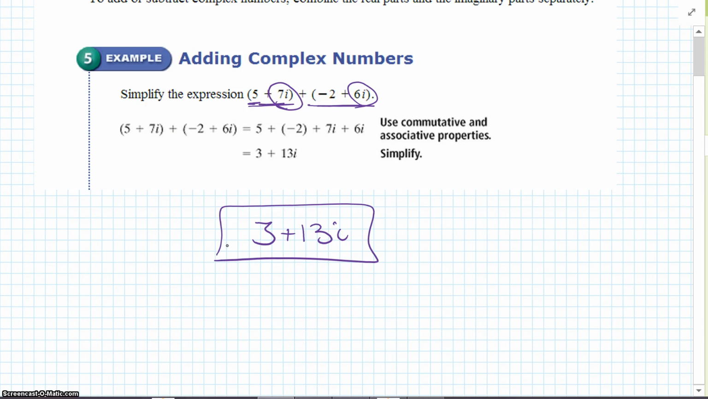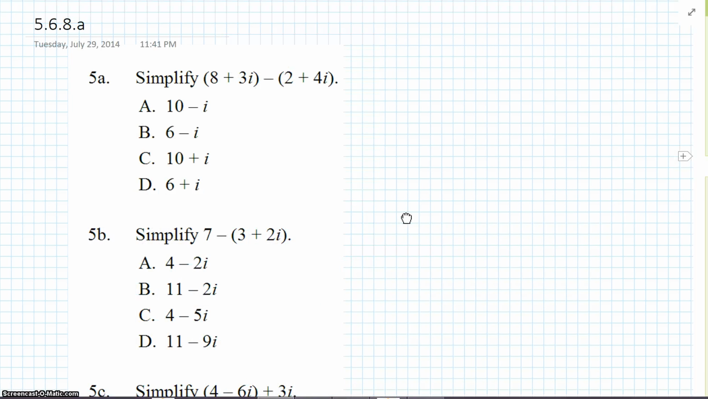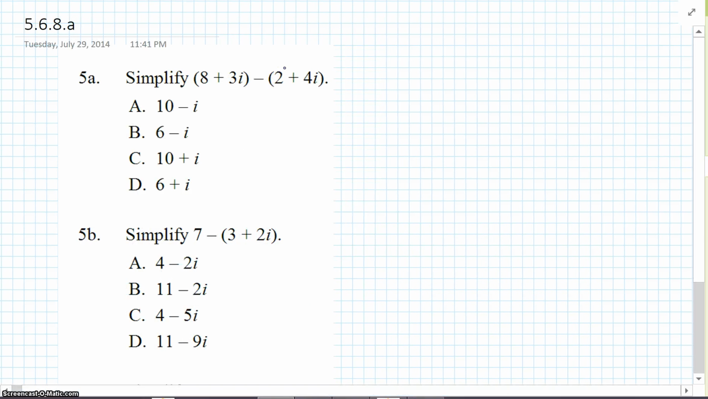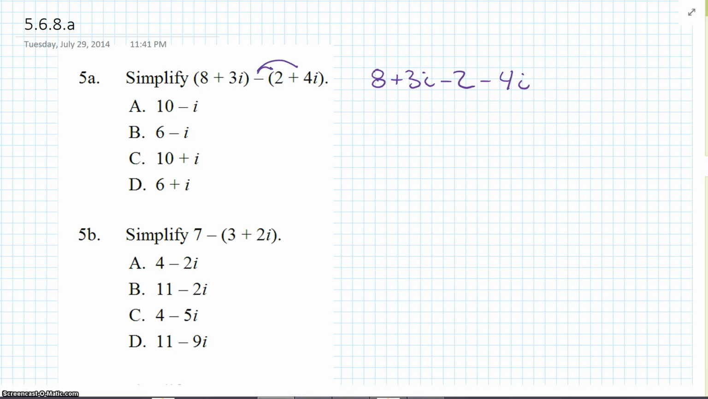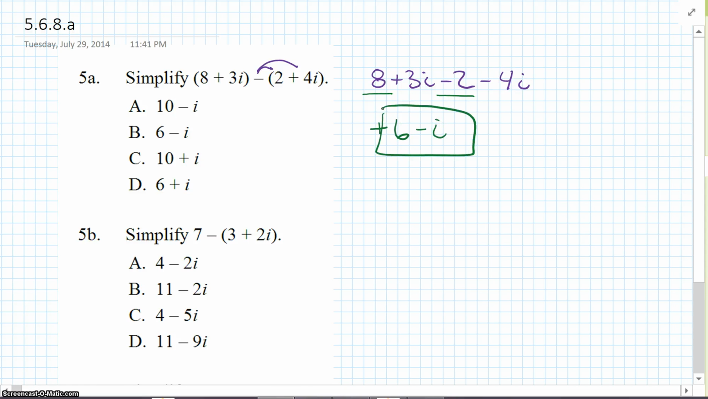Okay? So simplify. Remember, you've got to distribute that negative sign. So it's going to be 8 plus 3i minus 2 minus 4i. Don't forget to distribute the negative sign. So now it's just sum like terms. 8 and negative 2 is positive 6. 3i and negative 4i is negative i. So it'd be 6 minus i.